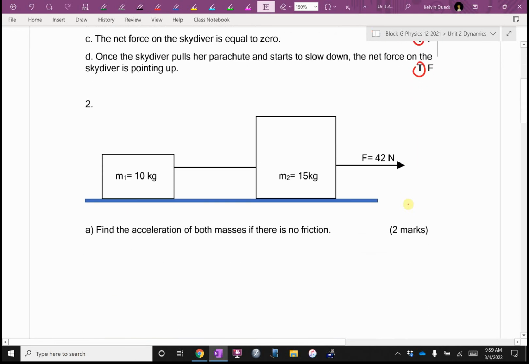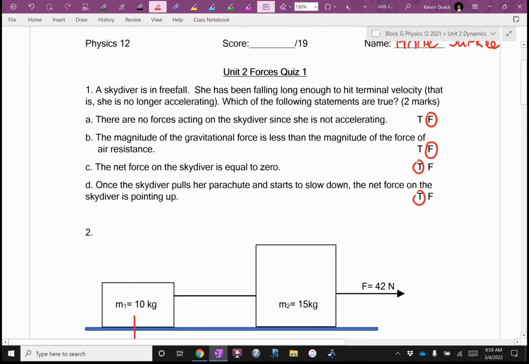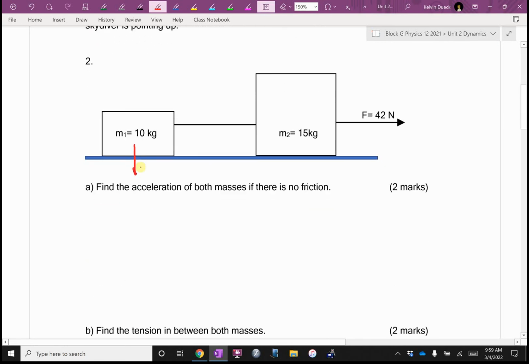Example 2. Find the acceleration of both masses if there is no friction. Okay, this is a job for a free body diagram. Half mark for each of those for a total of 2 marks, right? I'm going to have M1G.